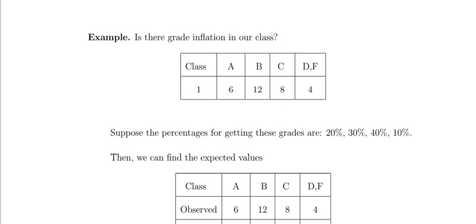Okay, so now let's consider the problem: is there grade inflation in our class? Maybe our department chair might blame me, saying our class has too many people getting A, too many getting B, right? So suppose I wanted to defend myself. I wanted to say there is no grade inflation. How can I prove this?